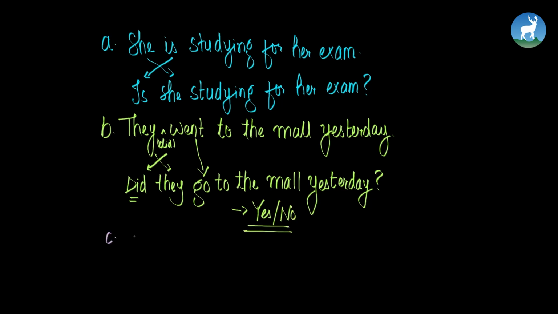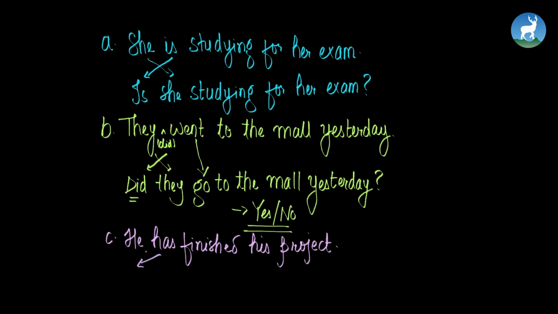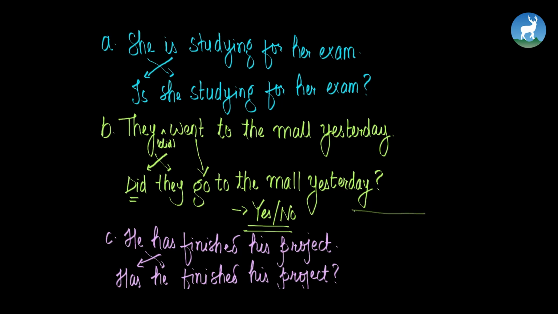Number C. He has finished his project. Now let's convert this sentence to yes or no question. Again, we invert the positions. Has he finished his project? Question mark. Remember students, whenever we start up our question with did, do, does, the following verb will always be the base form.